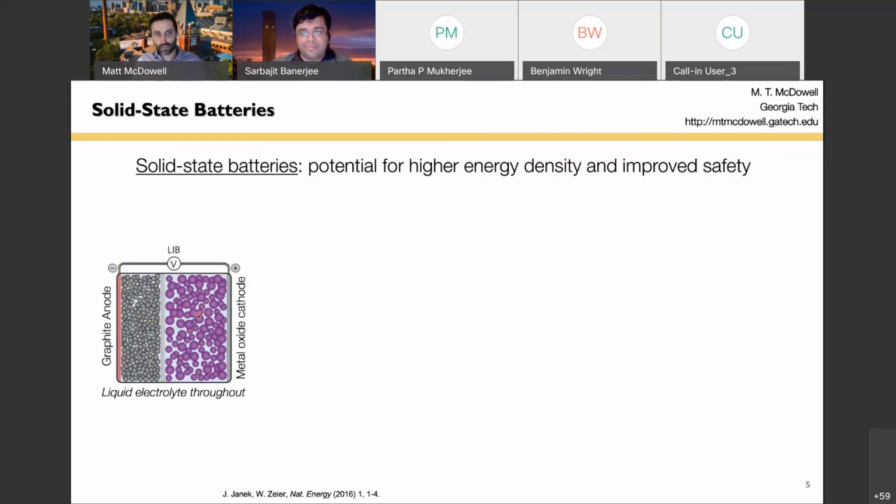And so this goes back to these processes where when you're inserting an ion into a material, it's a chemical process, a chemical change that can cause an expansion. And when you take it out, it causes contraction, and that leads to mechanical issues often. So this is what a lithium ion battery looks like.